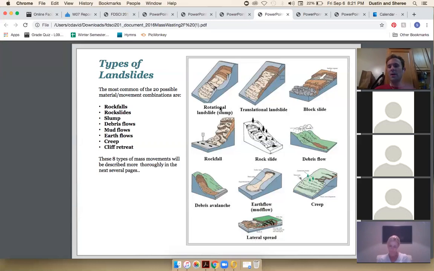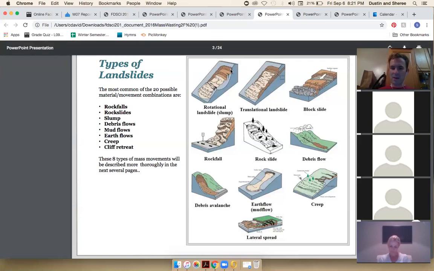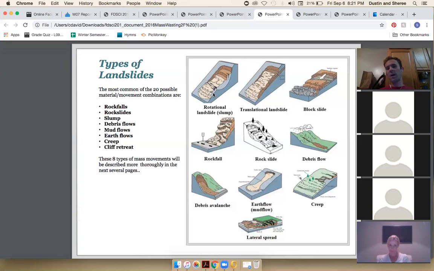That's where you've got a landslide like this, and then rather than sliding straight down, it actually slumps in a kind of curving motion. You can see that here. It curves like there's a rotational element to it. It'll kind of look like stair steps on it.